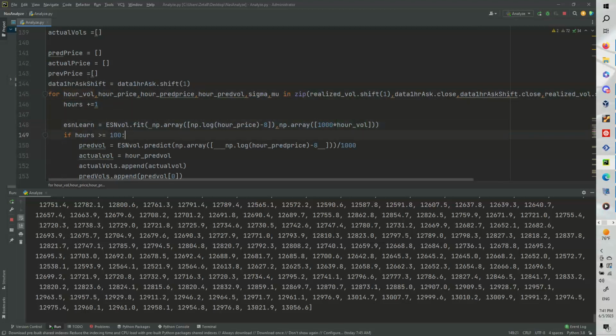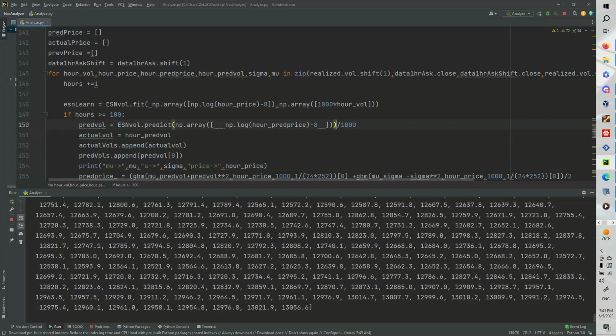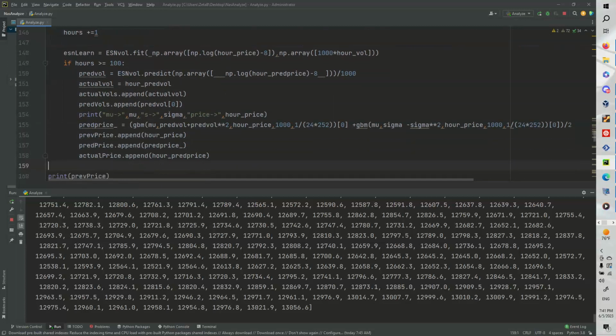Keep track of the hours. We're going to do the EchoState learn, so we're going to fit it. We just have to take the price down to about 1.5, so we take the natural log of the price minus 8. Take the hour volatility and multiply it by 1,000 to bring it up to about 0.9, so the EchoState neural network can learn it. Once we're in our prediction mode, we have to do the same thing with the predicted price, log it, and minus 8. Then we take the result and divide it by 1,000, and we have the actual volatility and the predicted volatility. And we're going to use them.